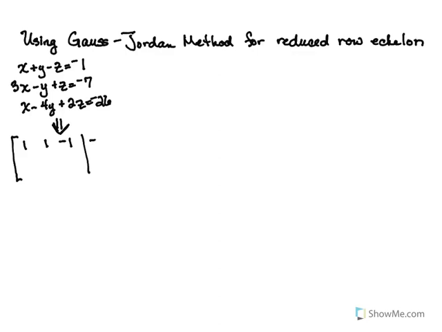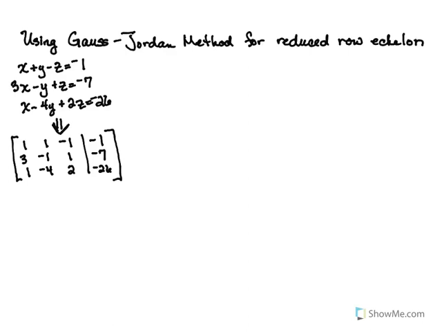I like putting a line here to distinguish that. Negative 1. I have 3, negative 1, 1, and negative 7. And then 1, negative 4, 2, and negative 26. Okay? So that's my first step, rewriting that.